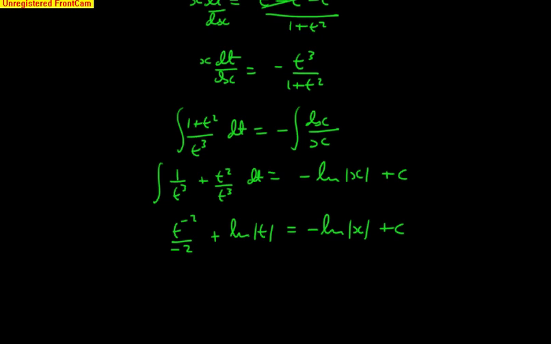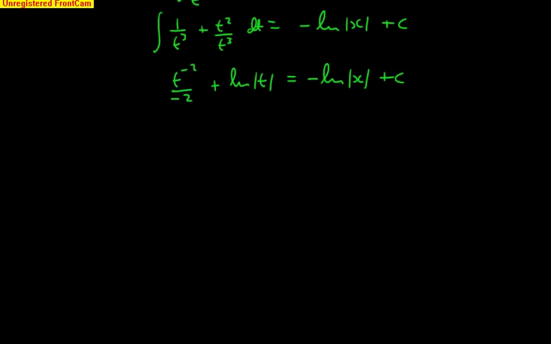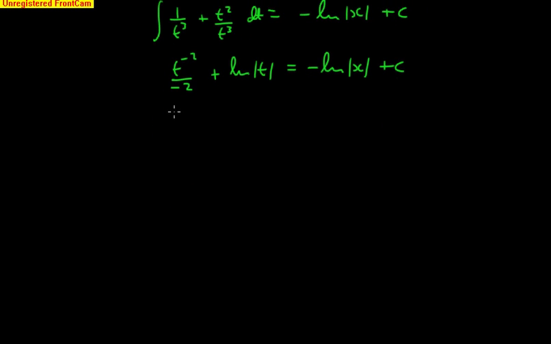There's quite a lot of work in here, isn't there? Okay, this is going to give me negative 1 over 2t squared plus ln t.